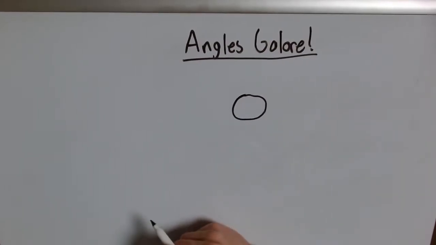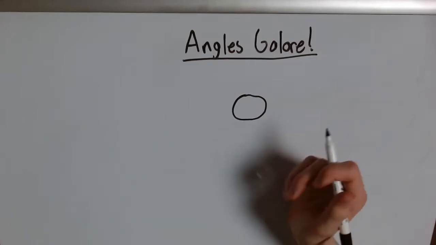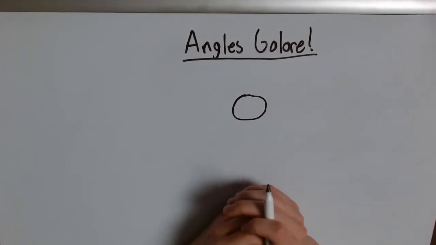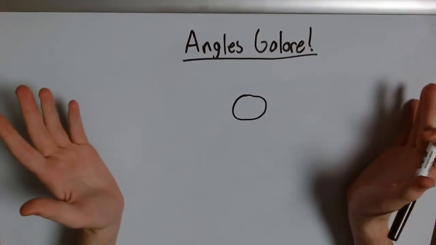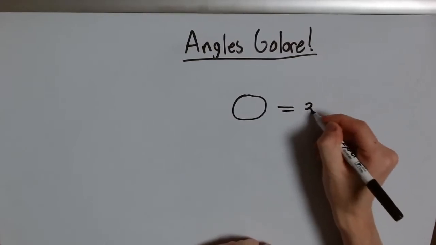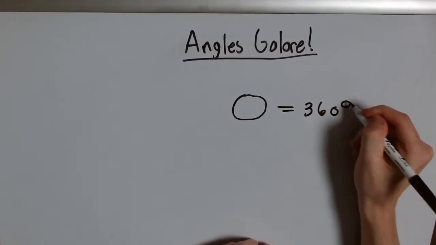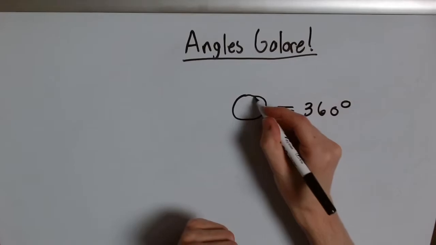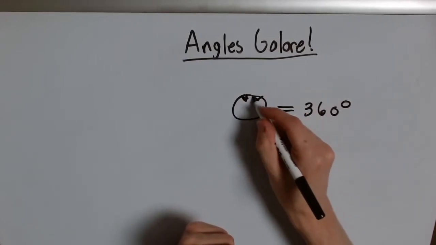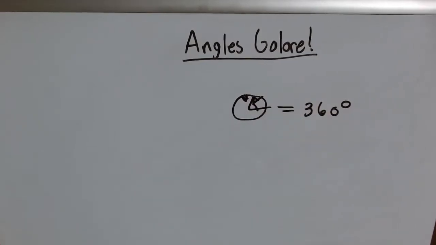Now, when we talked about degrees, I said that in a circle, there were 360 degrees. And so, if I was trying to represent a circular angle, I'd say that this was 360 degrees, right? And any portion of the circle, this angle, or this angle, or this angle, would all be less than 360, right? 360 is kind of the upper limit.